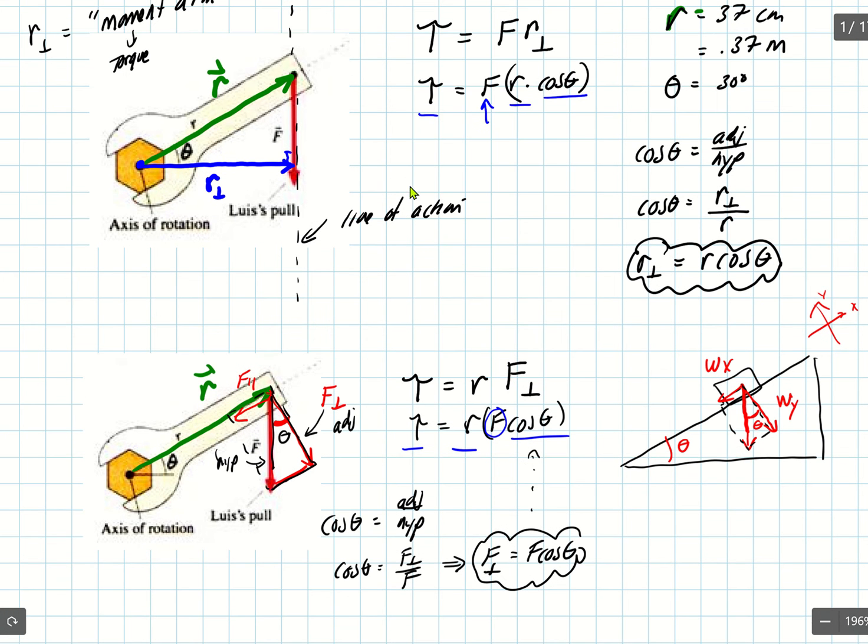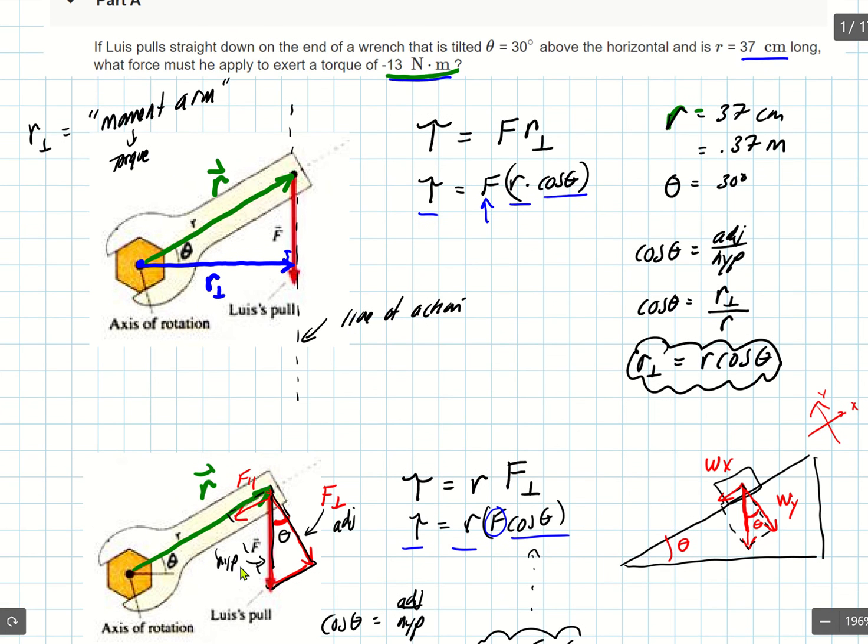Now, personally, I think this is a little more intuitive to me. I just see this right triangle here, but this one will work just as well, and it depends sometimes on the context and the angle that you have to work with. That's what we did today.